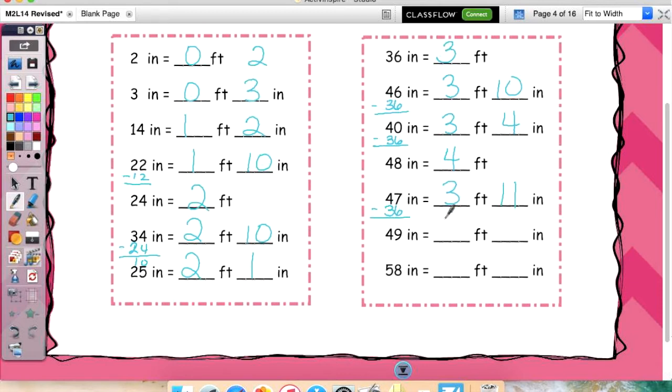49 inches? 4 feet. 58. 4 feet 10 inches. Let's see. I'm going to subtract 48. Is he right? So it's 4 feet 10 inches. You have a sprint, I guess it's Tuesday that you're going to do this because we're going to do lesson 15.